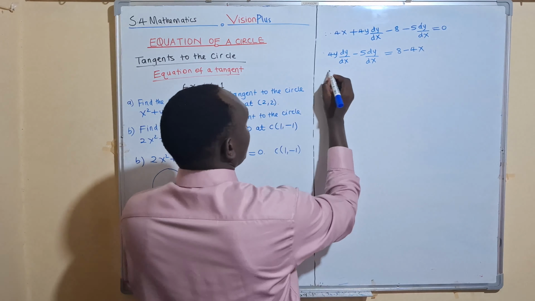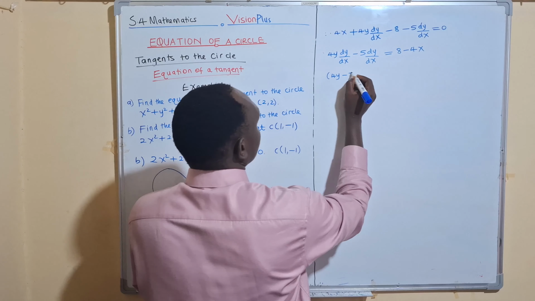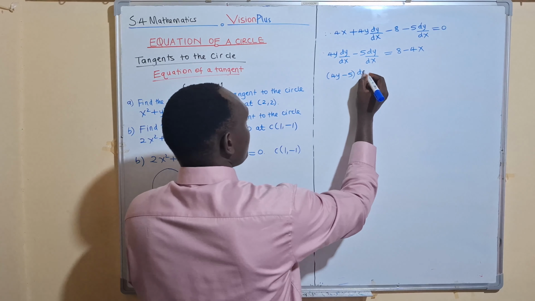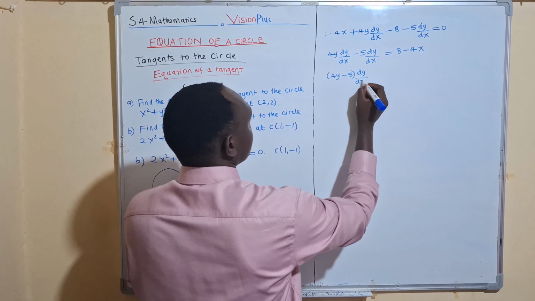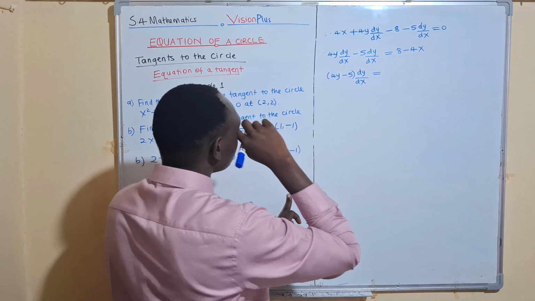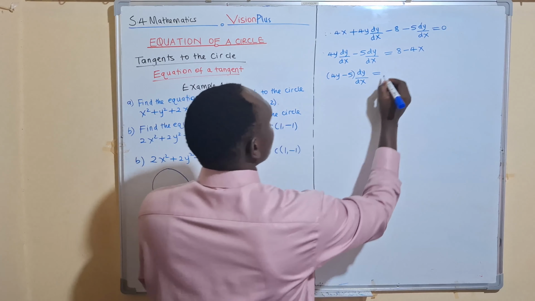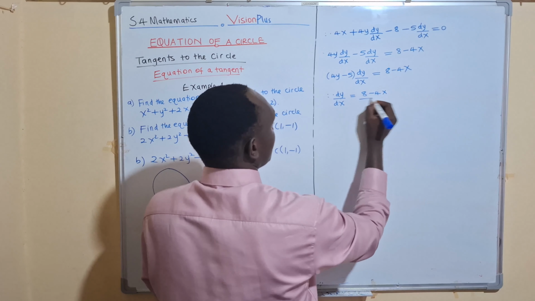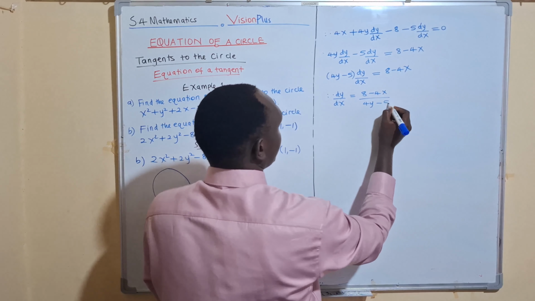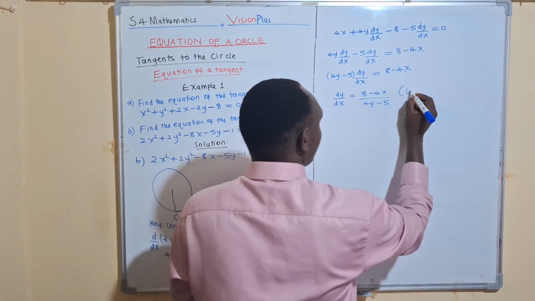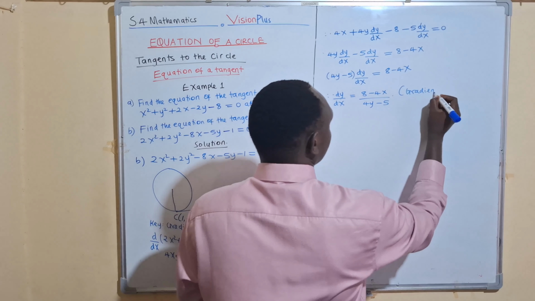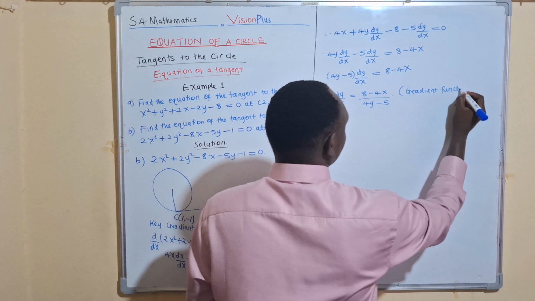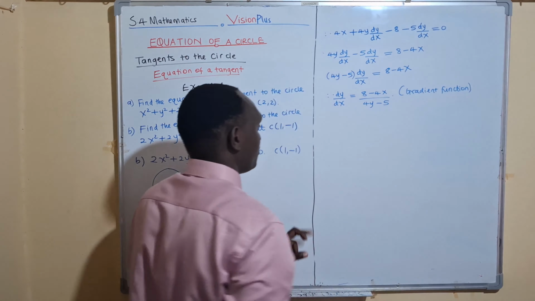Here now gives us 4y minus 5, I factor out dy/dx, equals 8 minus 4x. Therefore, dy/dx here becomes (8 minus 4x) out of (4y minus 5). So this is the gradient function that we are looking for. This is the gradient function of the circle at any point.